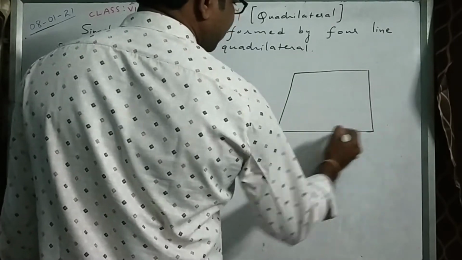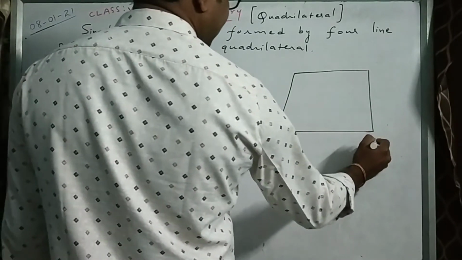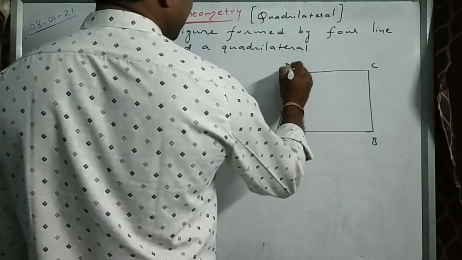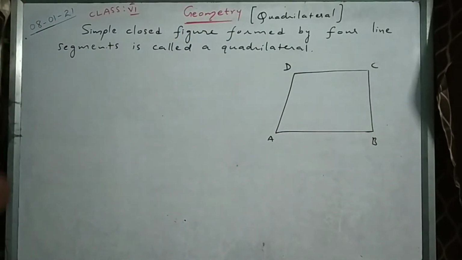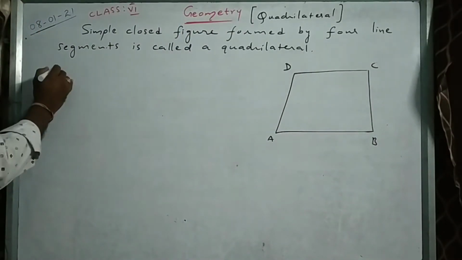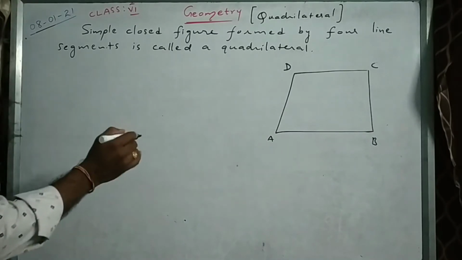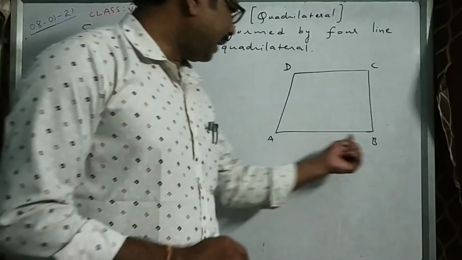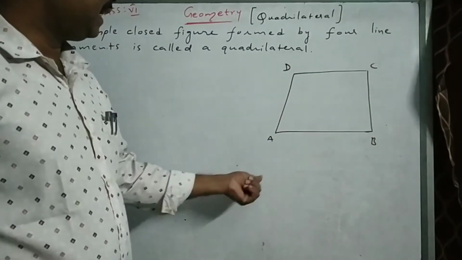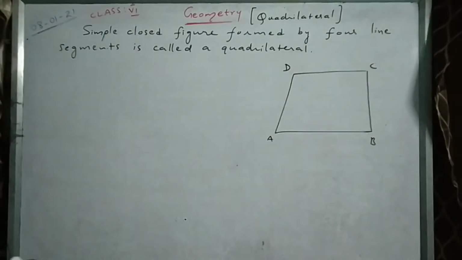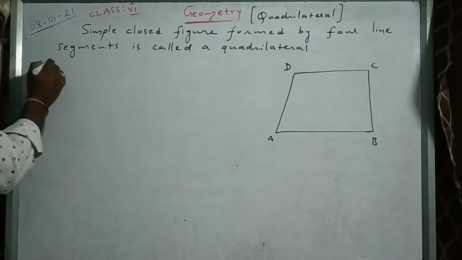For example, let me consider one quadrilateral here. This closed figure, no opening, right? ABCD is a quadrilateral, right? What do you call that? AB, BC, CD, DA. They are called sides of the quadrilateral or line segments.